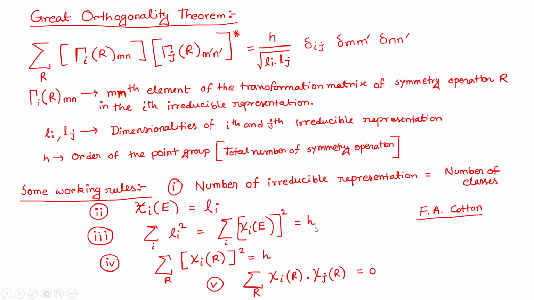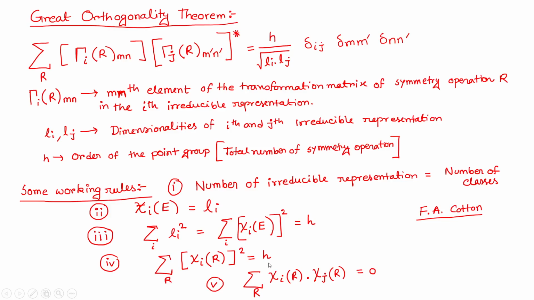Then that sum is going to be your h. Similarly, when you take a sum over r, meaning the symmetry operation, then you are only talking about a single irreducible representation. You don't have to think of another irreducible representation, just think of one. And there, when you take the character of each symmetry operation and take a square of it and sum them up for all symmetry operations, for that also you are going to get the h, the order of the point group.